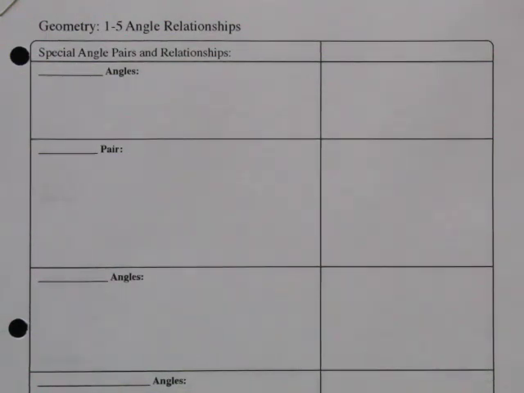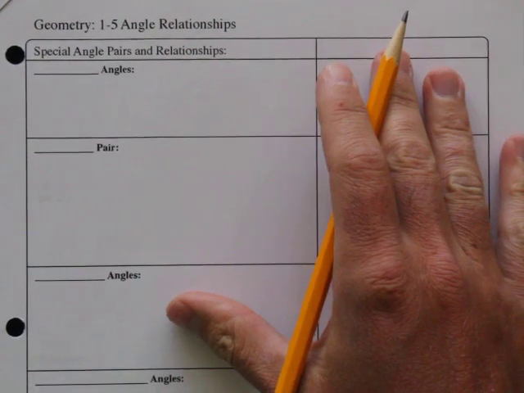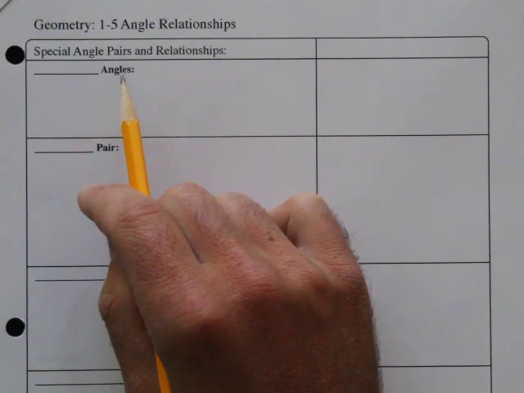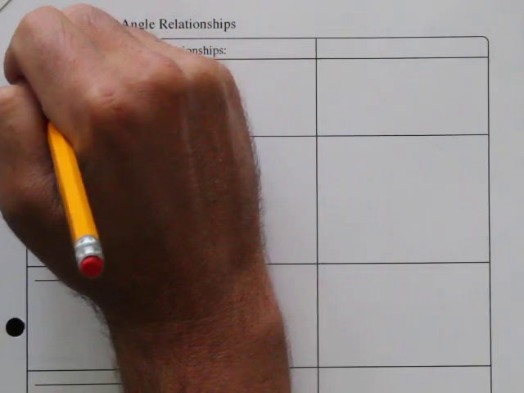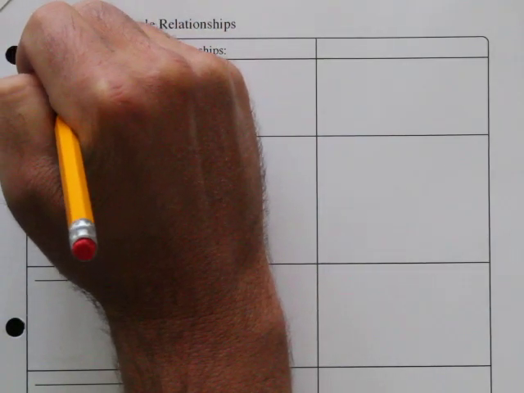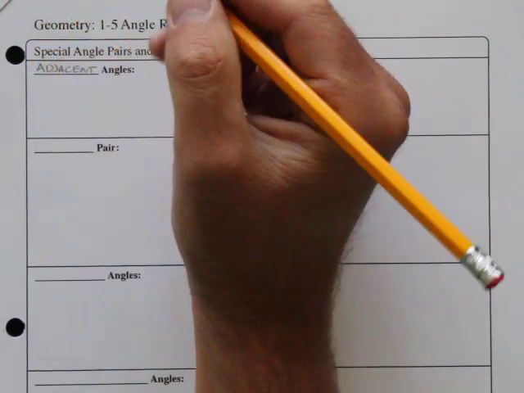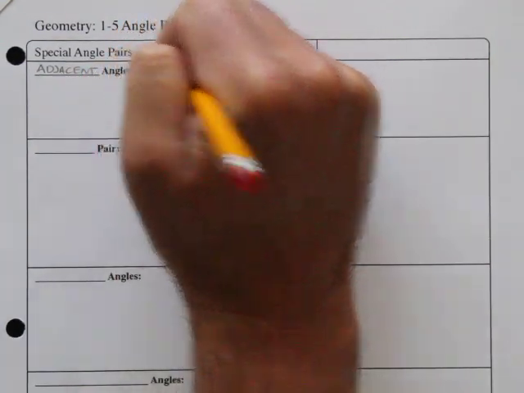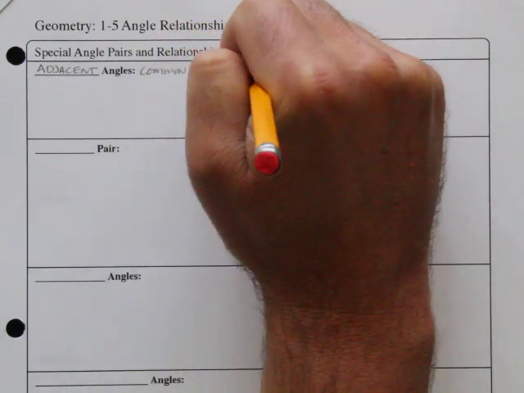Geometry 1-5, angle relationships. So here we're going to learn a bunch of vocabulary having to do with the relationship of angle pairs, angle relationships. First off, we have adjacent angles. Adjacent angles have a common vertex, and they have a common side.